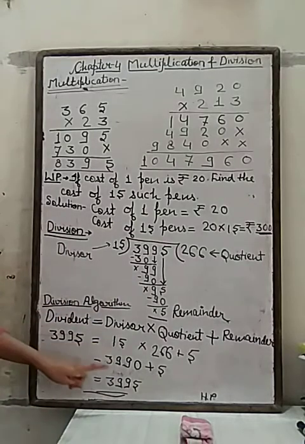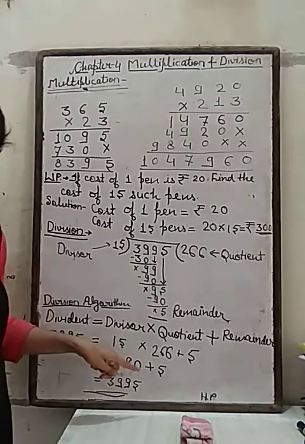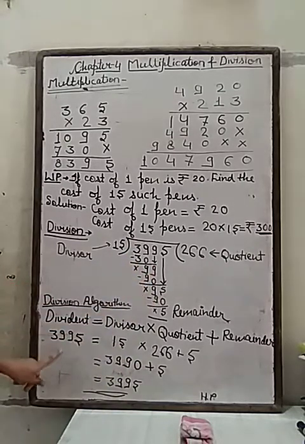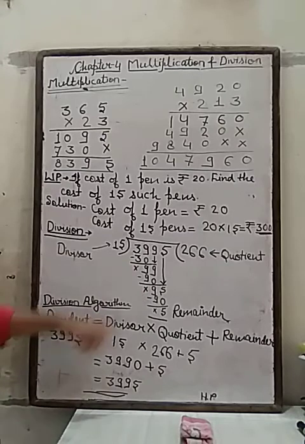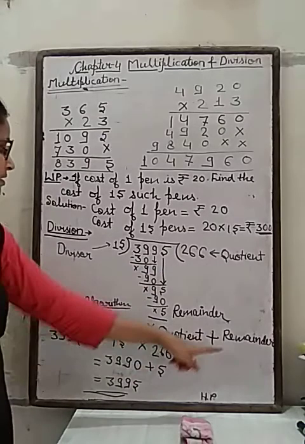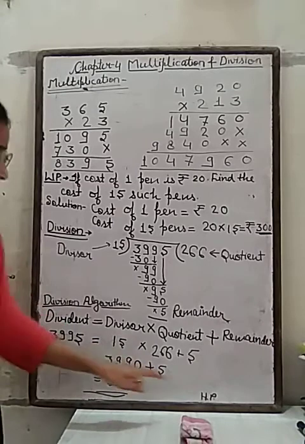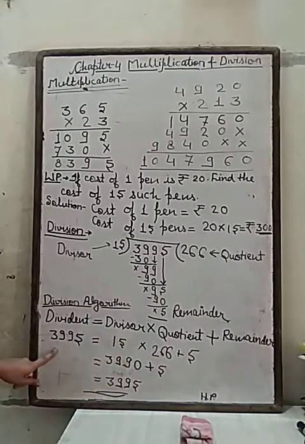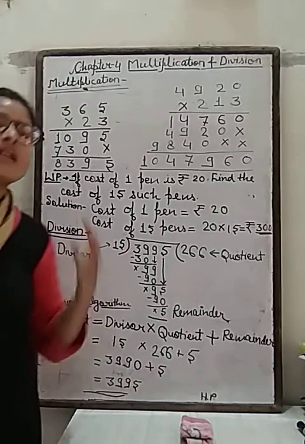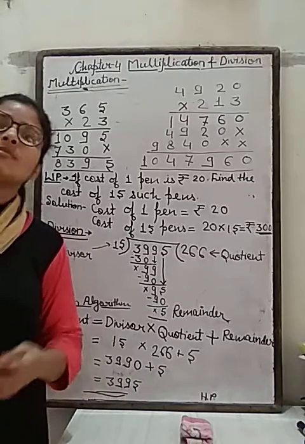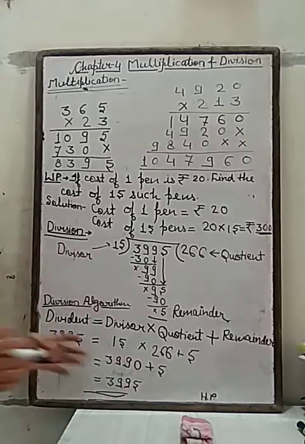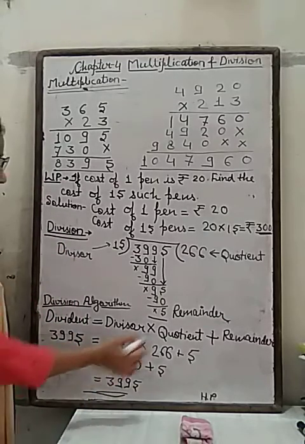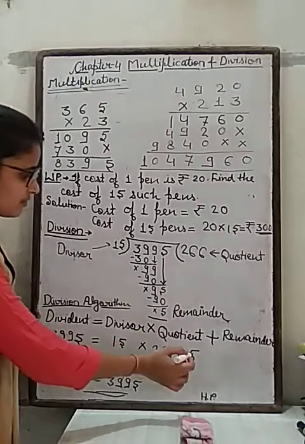We will verify this theorem for this example. Here dividend is 3995, so put it here. Divisor is 15, quotient is 266 and the remainder is 5. We will solve this right hand side. If this right hand side comes equal to the left hand side, then we will say that our division is correct.